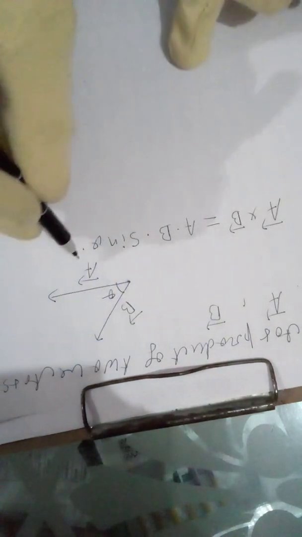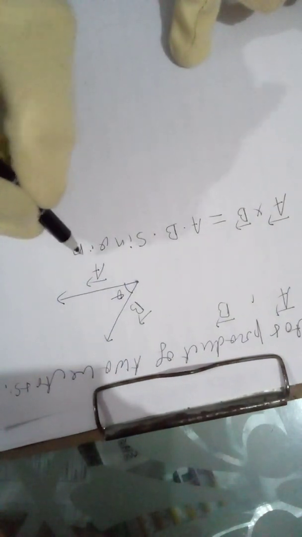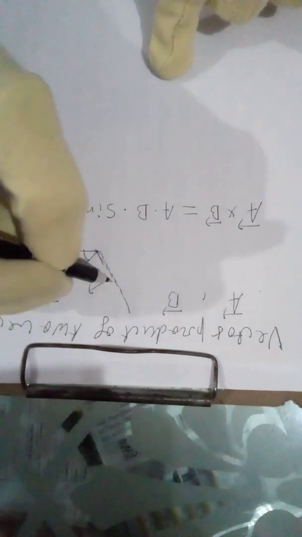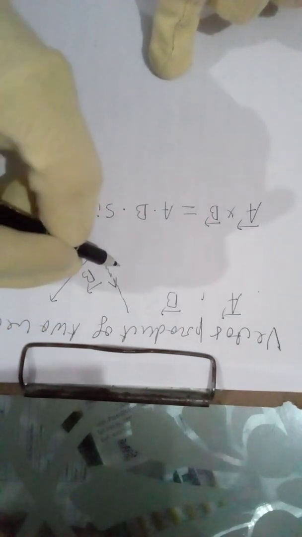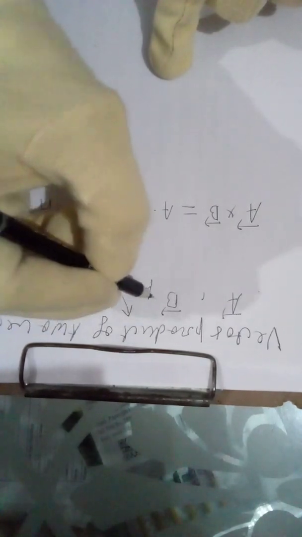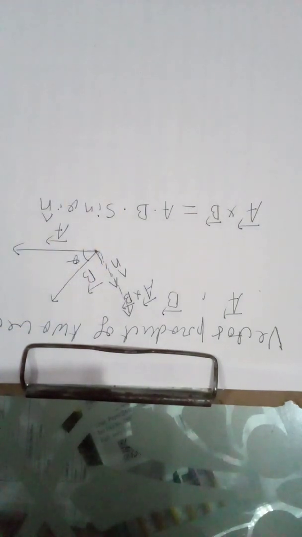So let the unit vector in the upward direction be n cap. Then we multiply by this n cap. The n cap is the direction perpendicular to the plane of the paper in the upward direction. So let the upward direction be this; the direction of n cap is this. So this is the direction of A cross B. Okay.